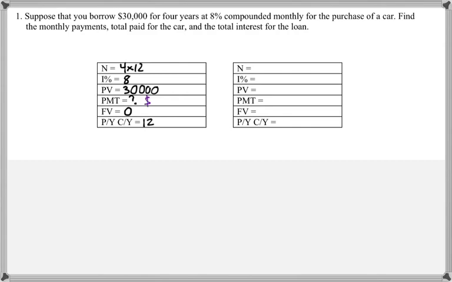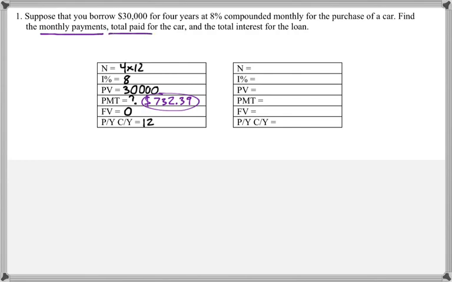So if we calculate the monthly payments, we get $732.39. So that is the monthly payments.